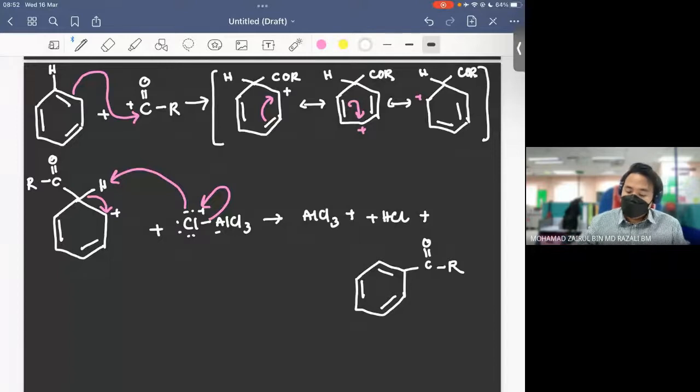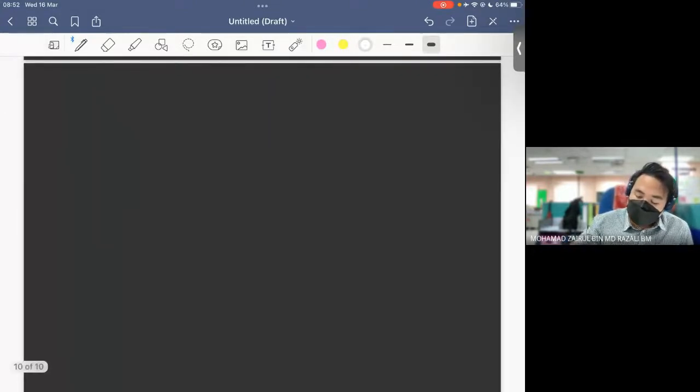Okay, tak ada. Okay, kita pergi yang last. Kita ada Friedel-Crafts alkylation. Dia sama je. Awak jangan risau. Dia sama je.